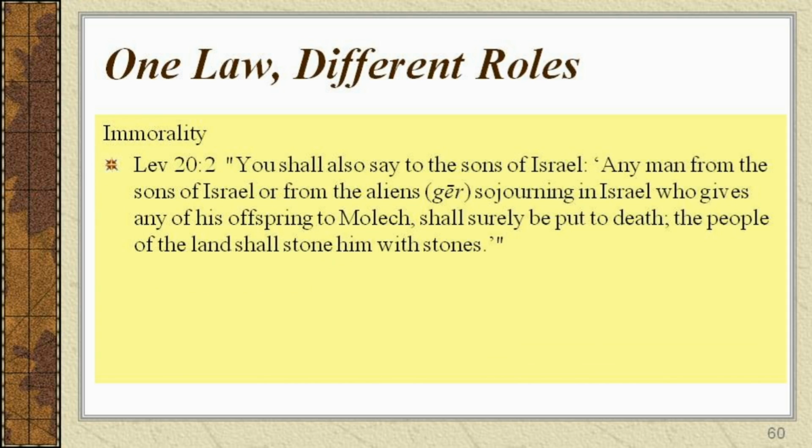The next topic deals with laws against immorality. The first example is Leviticus chapter 20, verse 2, where we read, "You shall also say to the sons of Israel, any man from the sons of Israel, or from the aliens, sojourning in Israel, who gives any of his offspring to Molech, shall surely be put to death. The people of the land shall stone him with stones."